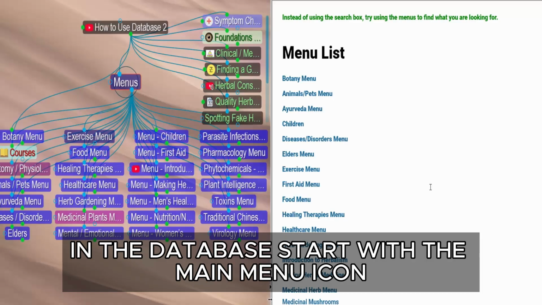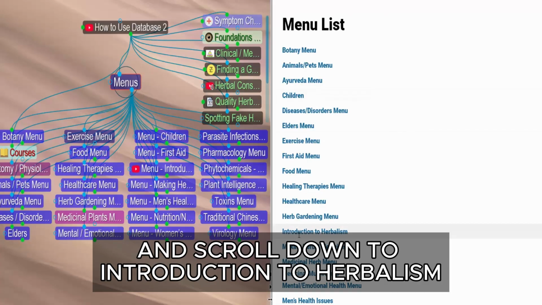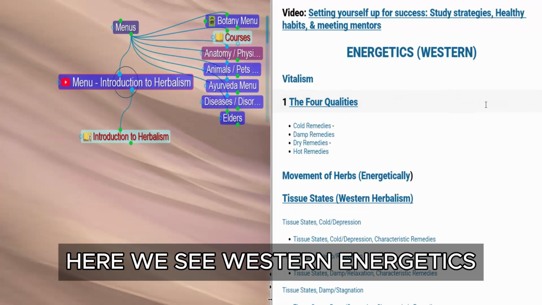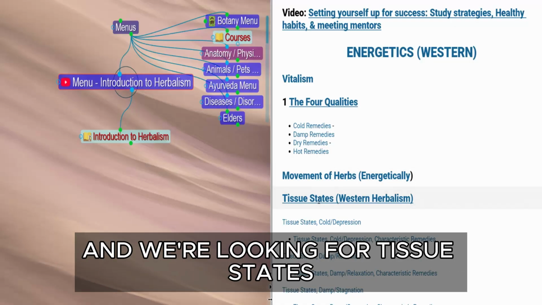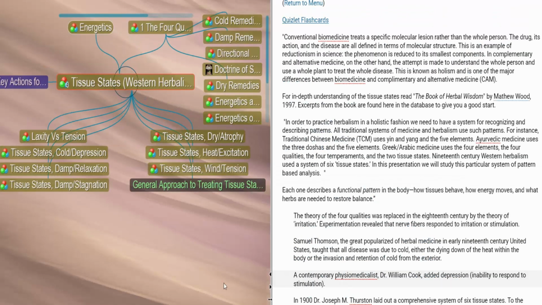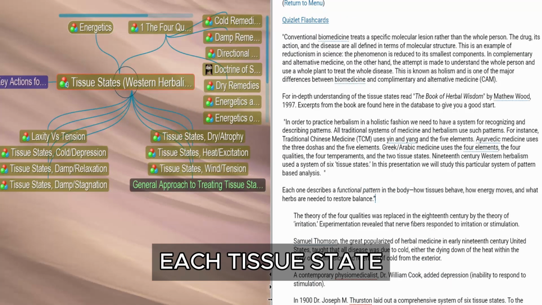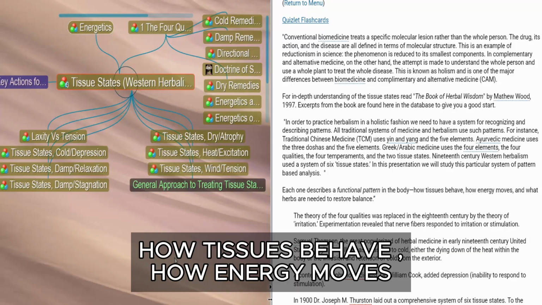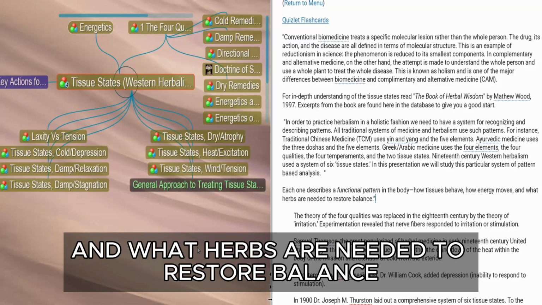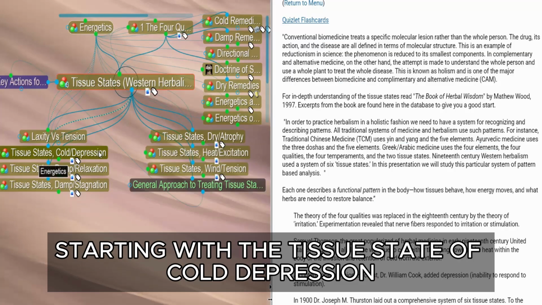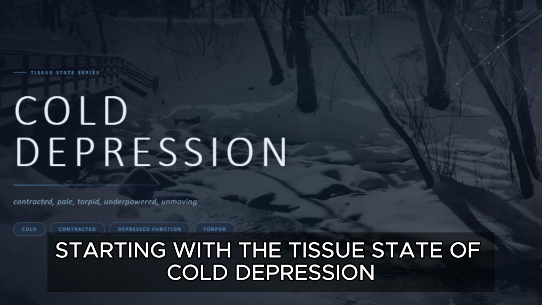In the database, start with the main menu icon and scroll down to Introduction to Herbalism. Here we see Western Energetics, and we're looking for tissue states. Each tissue state describes a functional pattern in the body, how tissues behave, how energy moves, and what herbs are needed to restore balance. So let's take a look at them, starting with the tissue state of cold depression.